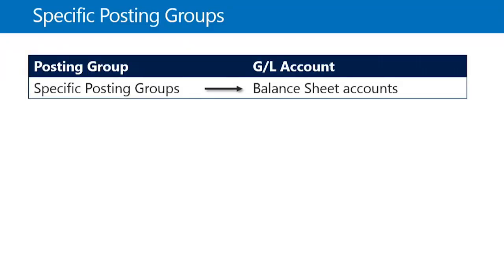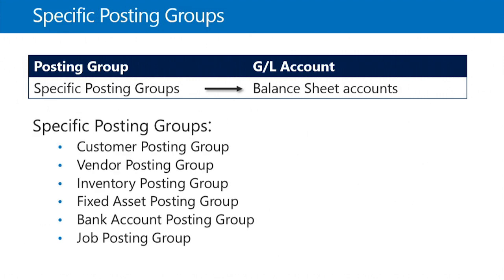Now, typically about specific posting groups is that they link to balance sheet accounts. And that's why these can be considered as specific posting groups in NAV. The customer posting group, so we just saw an example. But there is of course also the vendor posting group. We have the inventory posting group. There's fixed asset posting groups, bank account, and finally also the job posting groups. Let's look at these posting groups one after the other.